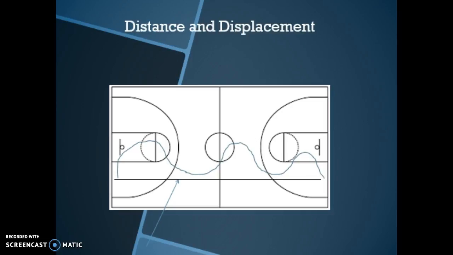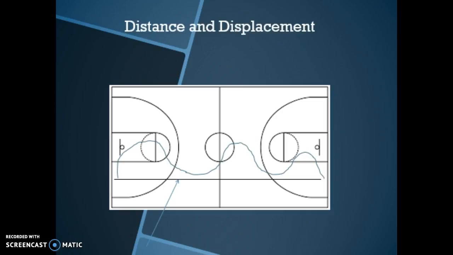Now displacement, on the other hand, is the distance from point A to point B in a straight line. So an example of displacement is a 100-meter sprint, and an example of measuring distance would be a marathon race or even a 400-meter. Because you're not moving in a straight line, you cannot measure displacement in those races.